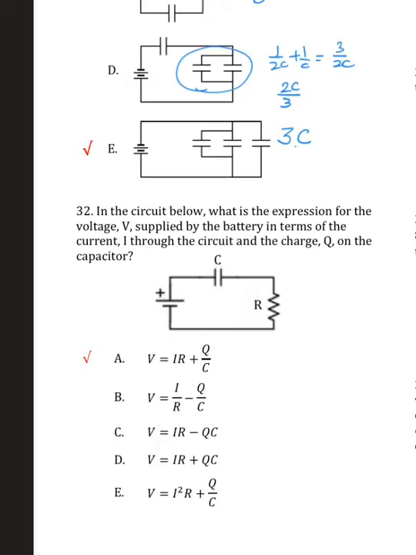And so we can write this as V of battery is equal to VC plus VR, and VC is Q over C and VR is IR. So that's how we have got that.